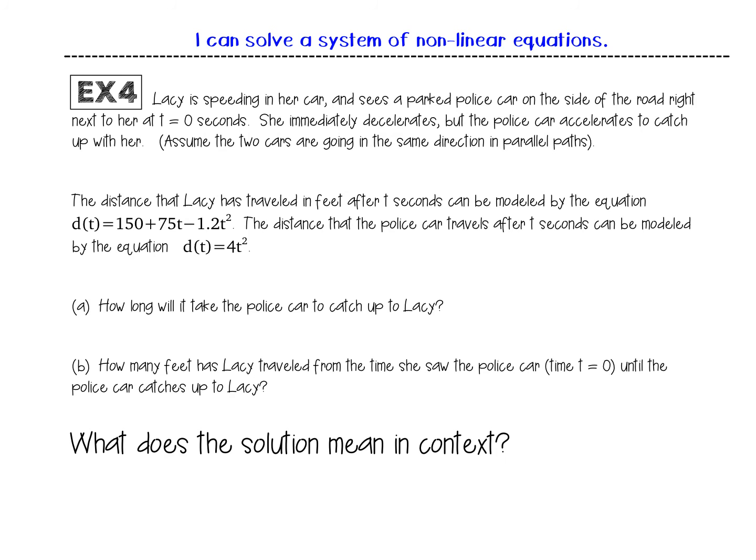All right, so in this problem, Lacey is speeding in her car and sees a parked police car on the side of the road right next to her at t equals 0 seconds. So right as she passes him, that's when time starts. She immediately decelerates, so that means that she's slowing down, so the graph is going to go down, but the police car accelerates to catch up with her, so they're going in that same direction.